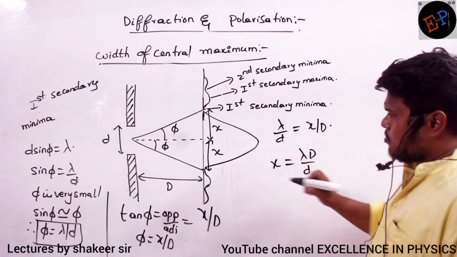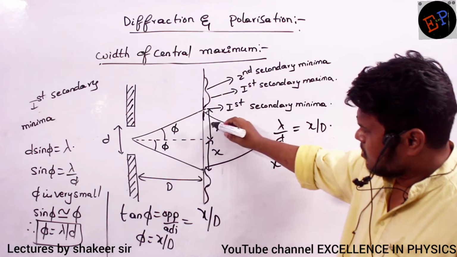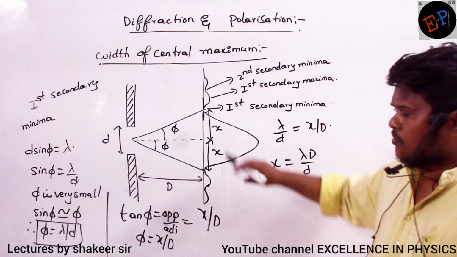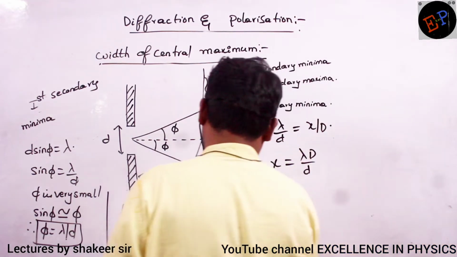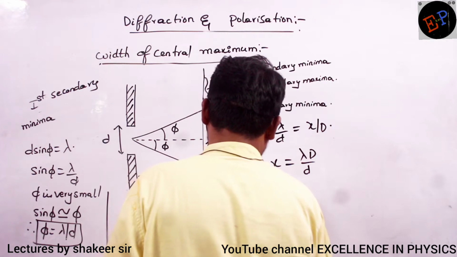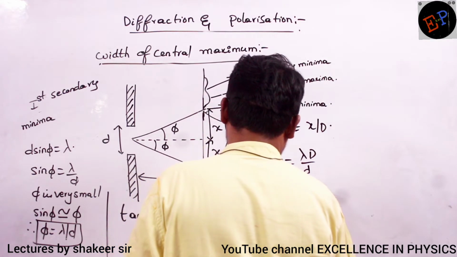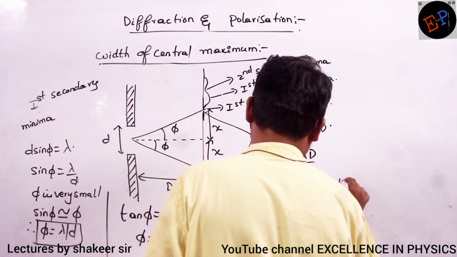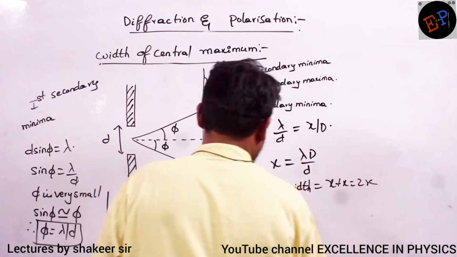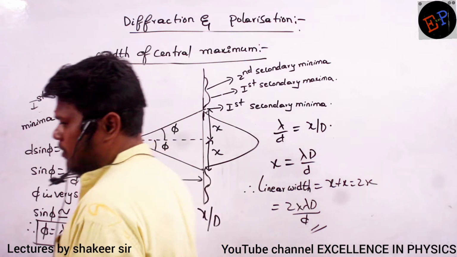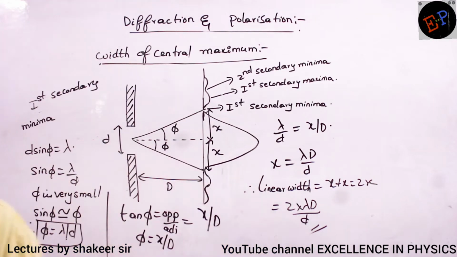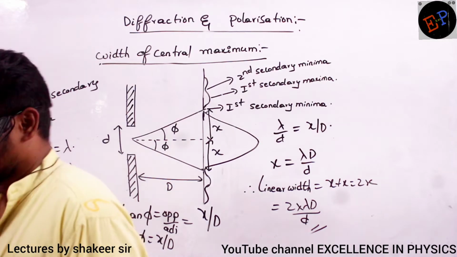So the linear width of the fringe is x plus x, 2x. What is the linear width of the fringe? Linear width is x plus x, which is equal to 2x. So 2 into lambda capital D by small d. So 2 lambda D by d is the linear width of the central maximum. Clear?